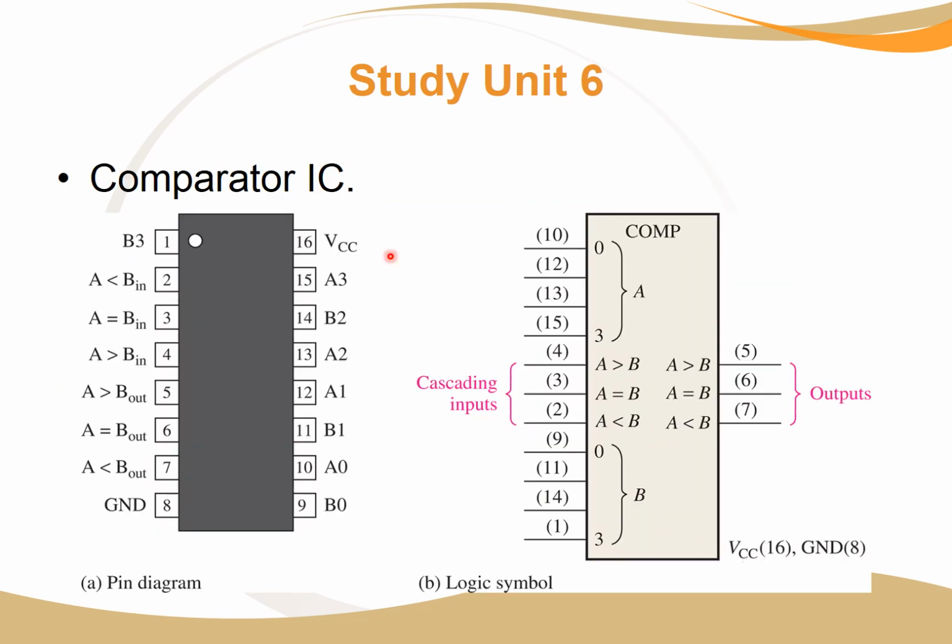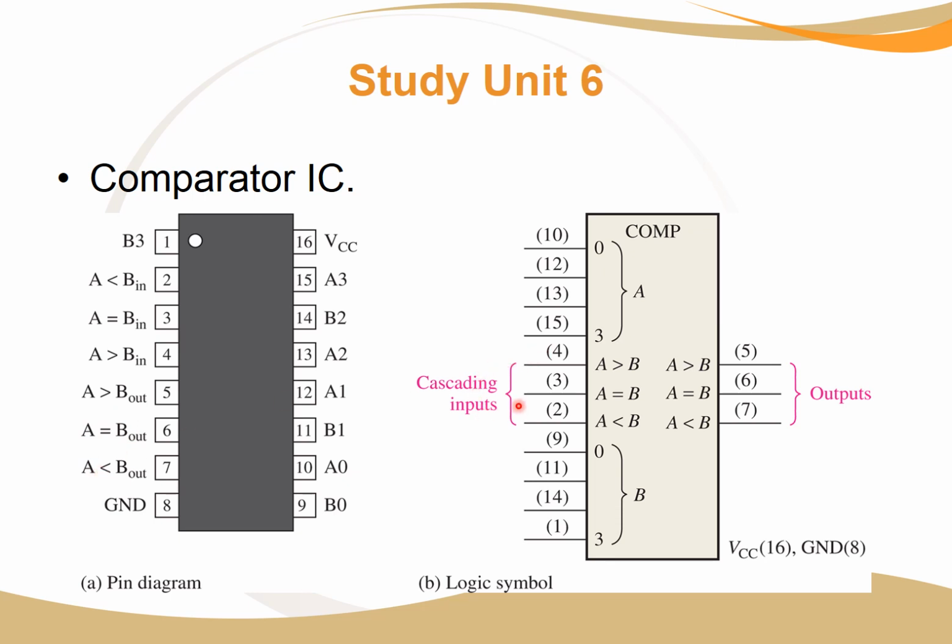Now we look at the comparator IC. I think the IC is given in your study guide. And if you look at the IC here, that's obviously VCC, that's ground. And then you have your input bits, A0, A1, A2, and A3, and the number it's being compared to, B0, B1, B2, and B3. And then you have these outputs. Here you have if A is smaller than B, if A is equal to B, and if A is bigger than B.